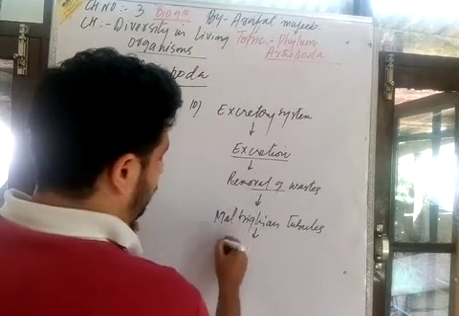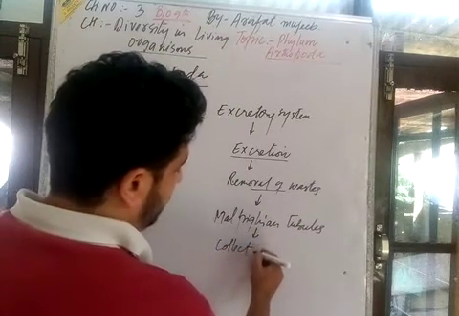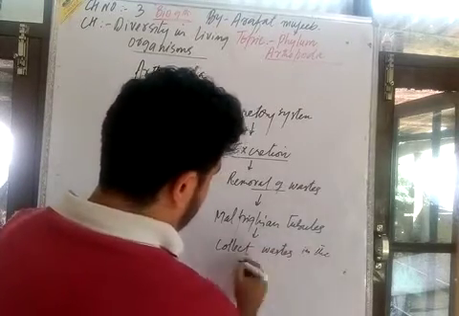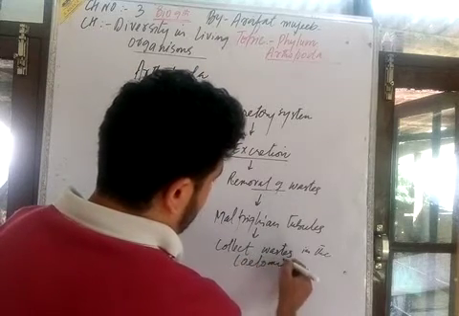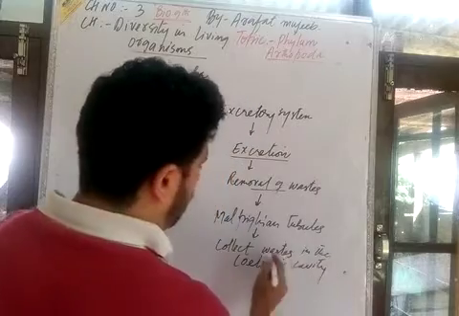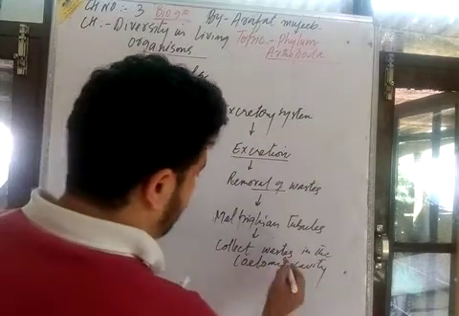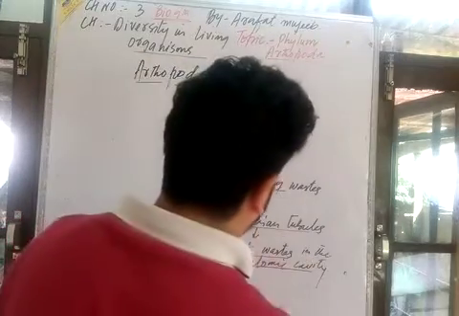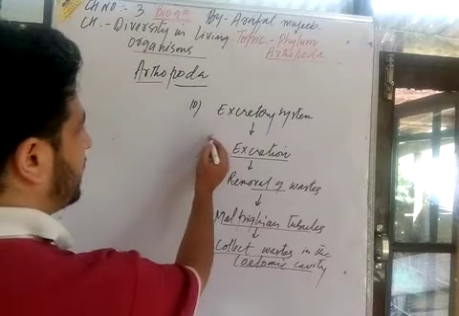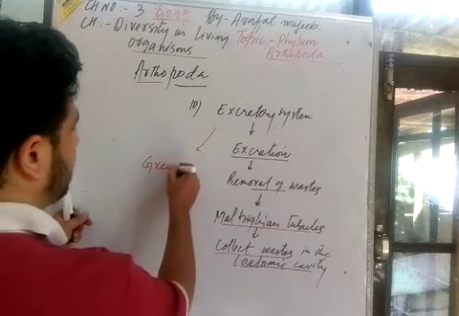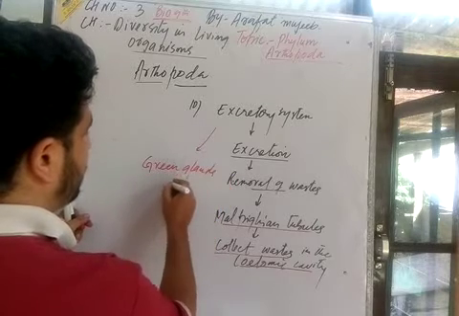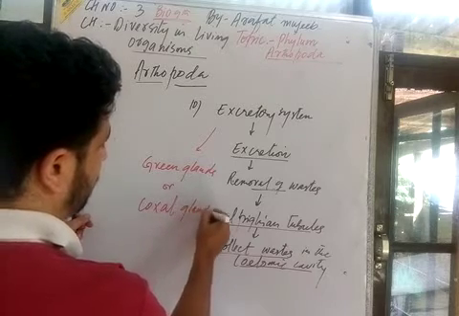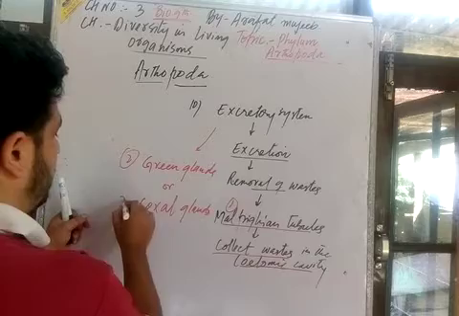These Malpighian tubules help us collect wastes in the coelomic cavity. जो coelomic cavity होता है, वहाँ पे जो waste जमा हुआ होता है उस waste को collect करता है. This is the function of the Malpighian tubules. And there are also the green glands as excretory organs, or we can say coxal glands. They have the presence of the coxal glands.